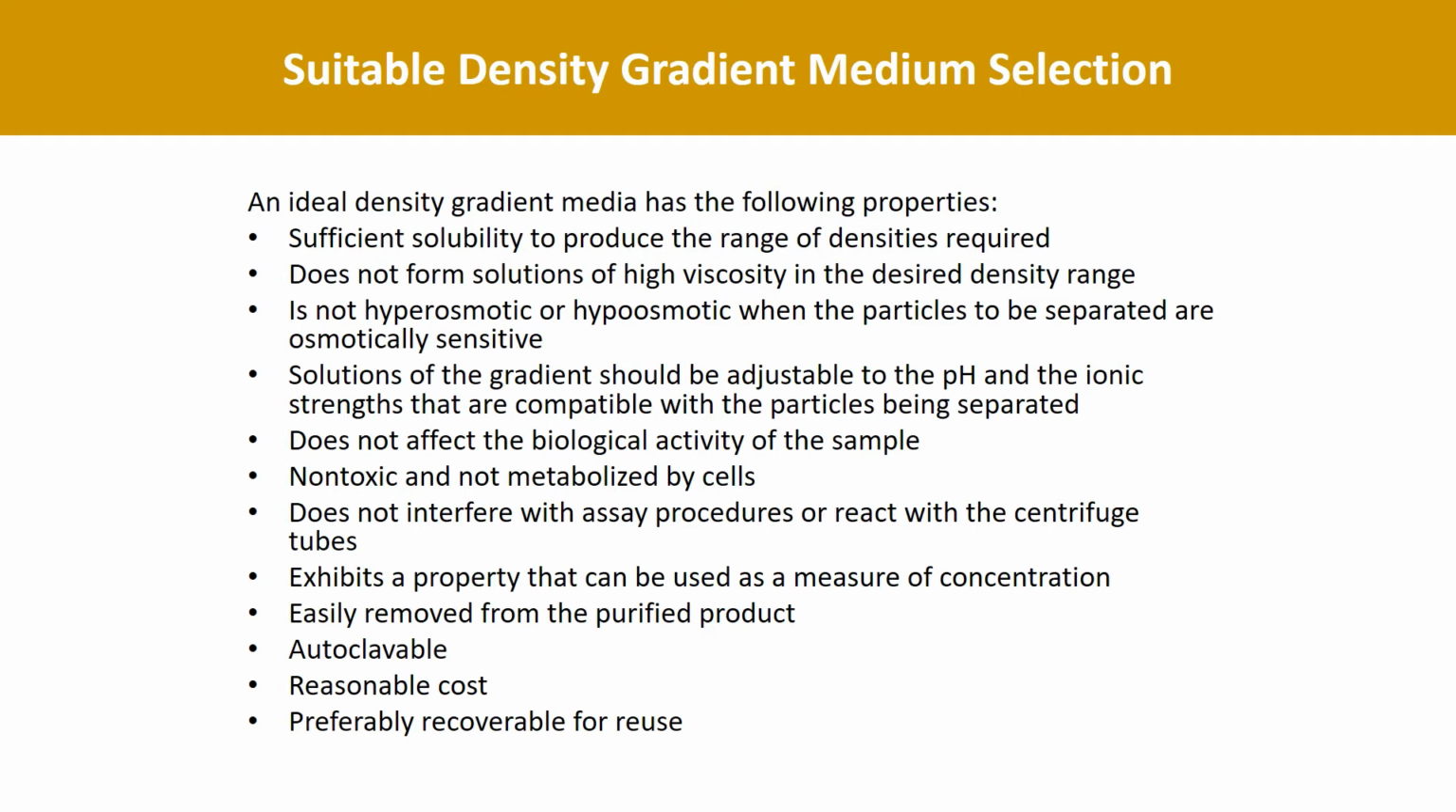And the next characteristic: solutions of the gradient should be adjustable to the pH and ionic strength that are compatible with the particle being separated. So for example, if the pH of the particle that you're separating is, let's say, pH 7, your gradient material should not have a very different pH, like pH 4 or pH 11. It can create a problem. So we should be able to adjust the pH of the gradient material.